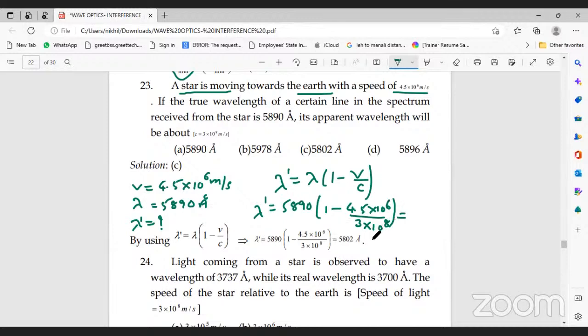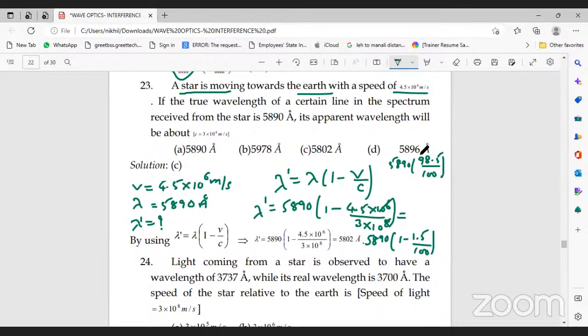Keep this 5890 as it is. What is 4.5 by 3? 1.5, no? Yes, sir. 1.5 divided by 10 power 6. 10 power 6 will get cancelled in 10 power 8. So what is the left out term? 10 square. What is 10 square? 100. Then I will keep this 5890 as it is. What is the LCM? 100. 100 minus 1.5. That is 98.5, right?